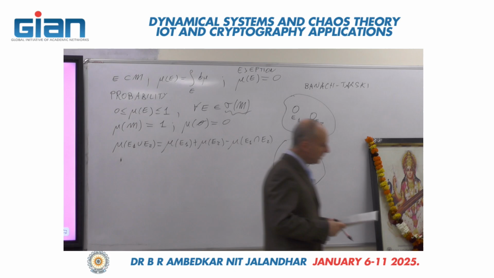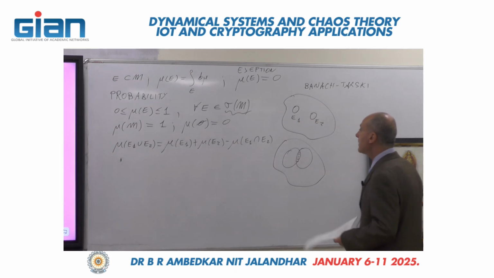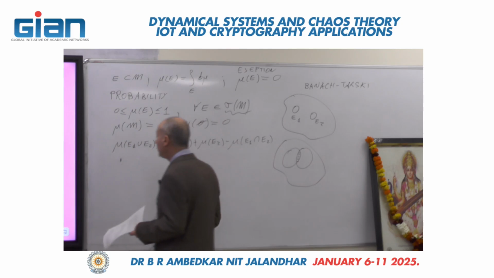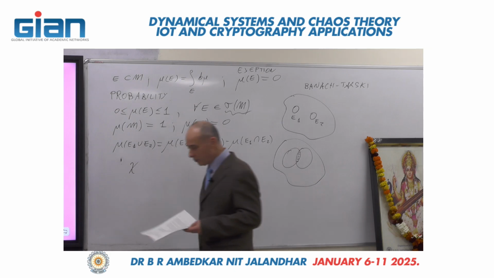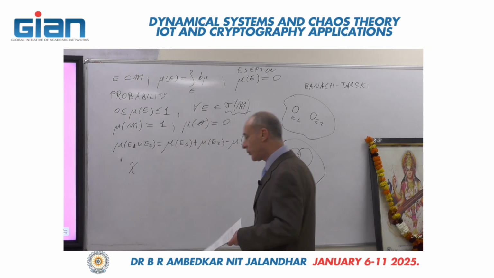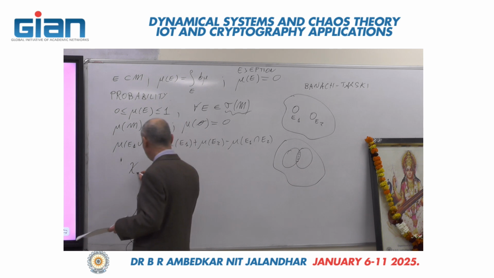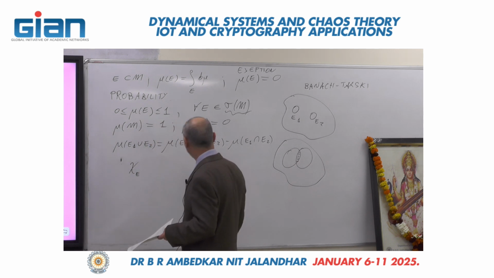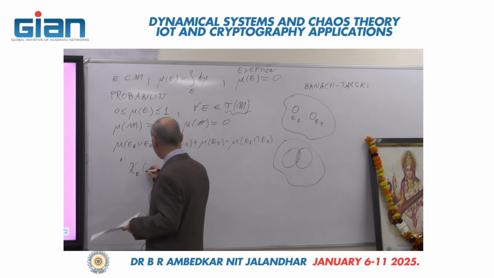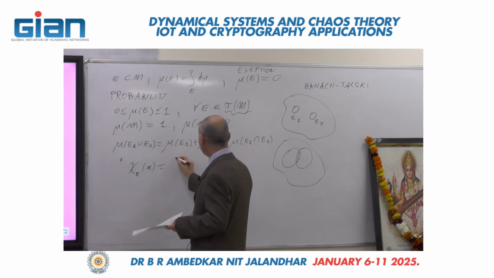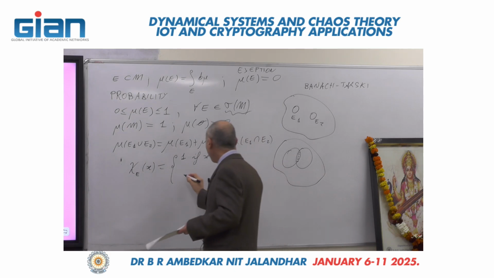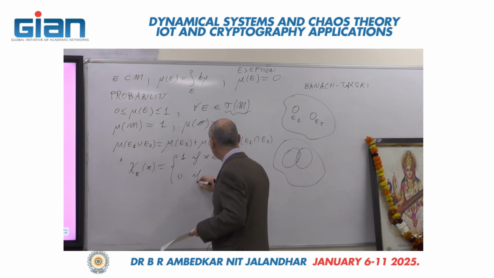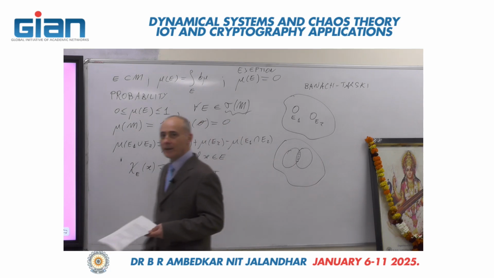Subsets in the phase space can be associated with functions. In particular, with what the probabilists call indicator function and the analysts call the characteristic function of a set E, always in the sigma algebra, of X. And this function is defined how? It's defined as 1 if X belongs to E, and 0 if not.